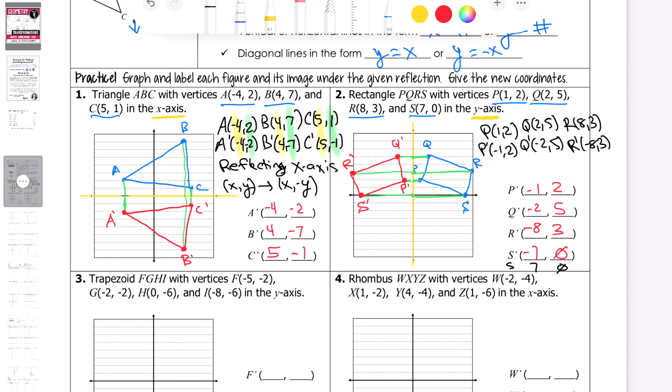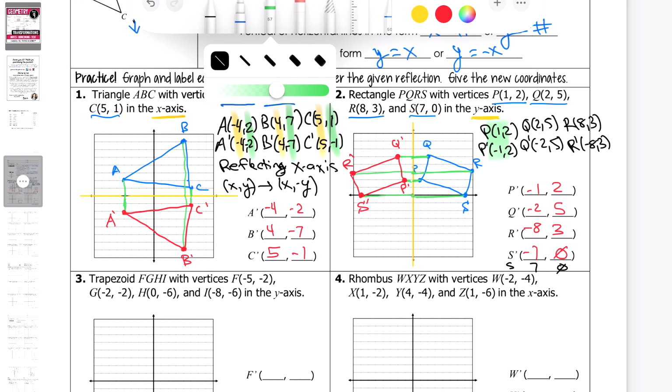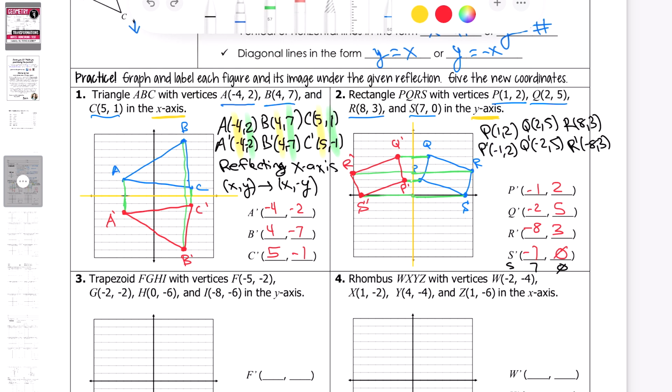So it was 7 and 0. All right. So now if I go to my highlighter, the last time when I highlighted in yellow, we were highlighting the x's because they didn't change. Well, now if we look at the x's, they have changed. The x's have changed a little bit here, right? So I went from +1 to -1, +2 to -2, +8 to -8, and then -7 to +7.